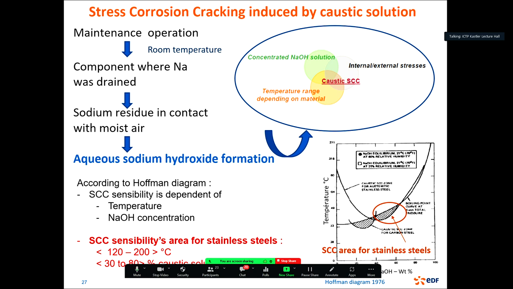What is important is to avoid having, in some remote place, some sodium hydroxide. Typically, when you open a circuit, if you have air and moisture, you can have a production of soda. After that, when you heat up the circuit and fill again with sodium, you can locally create cracks, and so you can have damages. Generally the domain is between 120 and 200 degrees Celsius, with between 30 to 80% of caustic soda in the area.